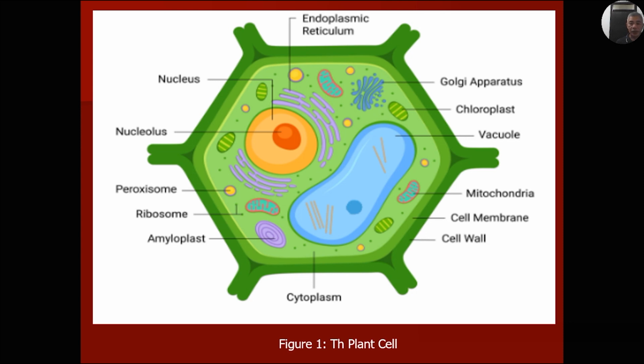And of course, the last one is the endoplasmic reticulum. It is a large dynamic structure that serves many roles in the cell, including calcium storage, protein synthesis, and lipid metabolism. So, guys, these are the different functions of the parts of a typical plant cell.